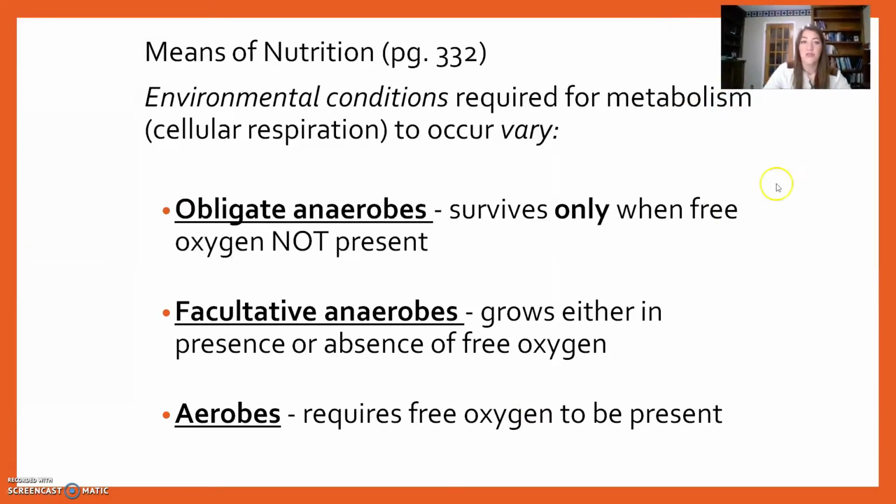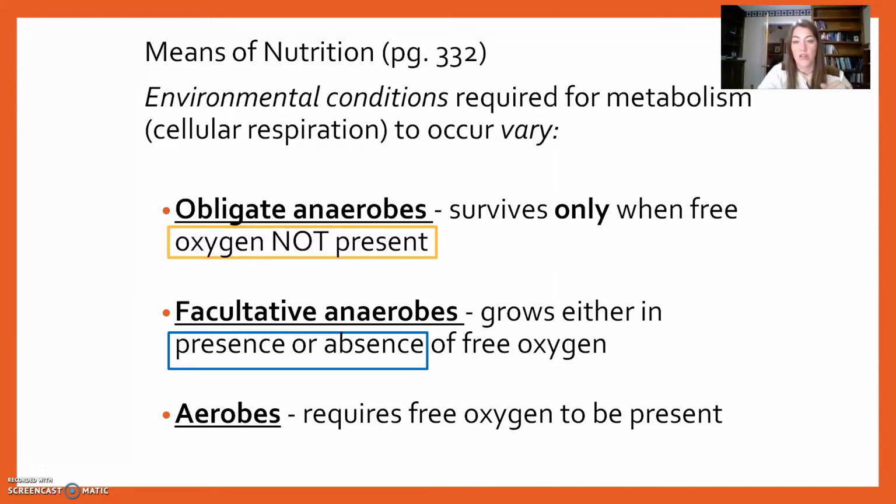Let's talk about the means of nutrition. So environmental conditions required for metabolism, which we know metabolism and homeostasis is part of being alive. So metabolism specifically, we're going to talk about cellular respiration, and how that occurs can vary between these different groups. So we have what's called obligate anaerobes. These survive only when free oxygen is not present. So they can't survive when oxygen is around. Anaerobes is kind of not really Greek or anything, but it means without oxygen. So they can only be in an area where there's no oxygen.